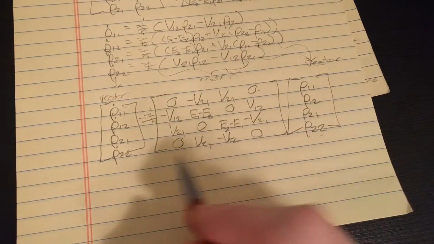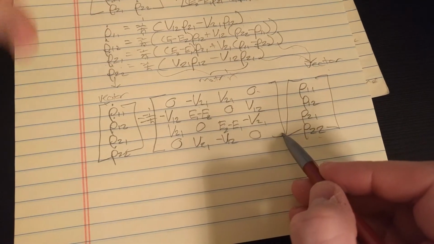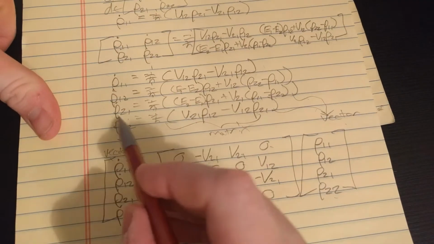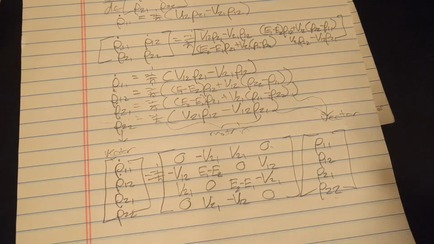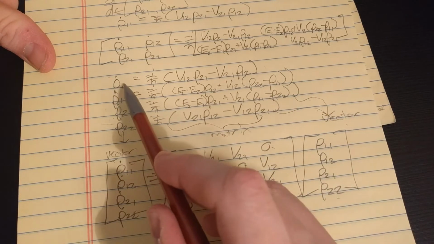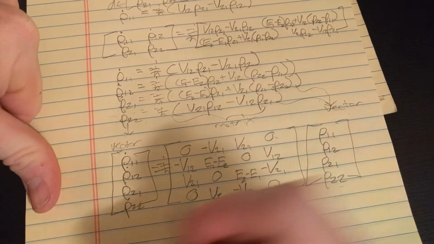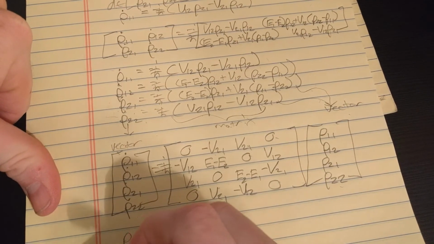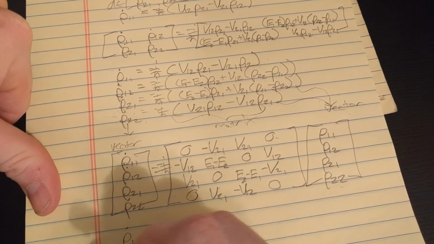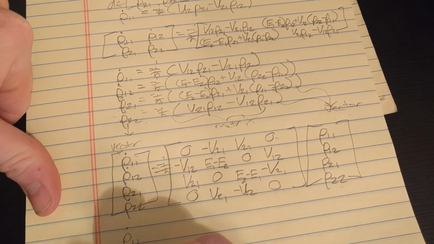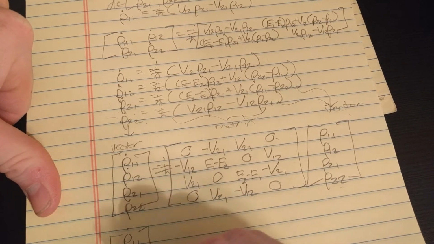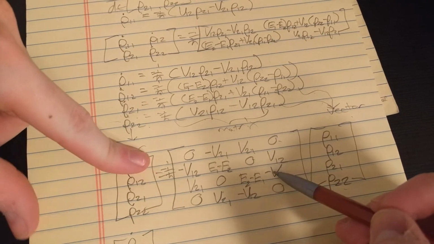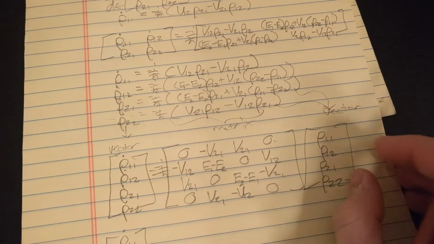And now this matrix kind of looks ugly. We can rewrite it because we could have changed the order we wrote these equations. It doesn't matter. They're still the same equations. So instead of writing them in this order, I'm going to write rho 11, rho 22, rho 12, and rho 21. And by writing it this way, this matrix looks a lot prettier.